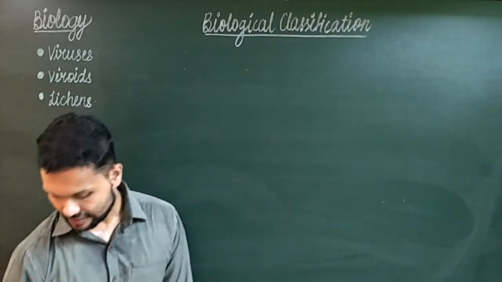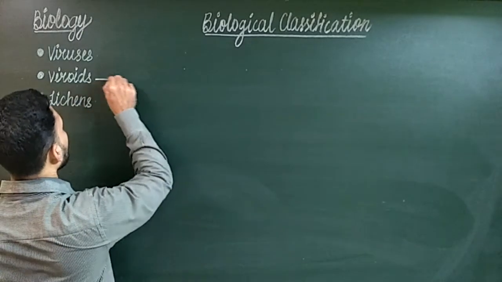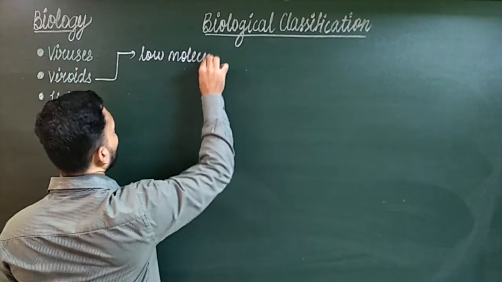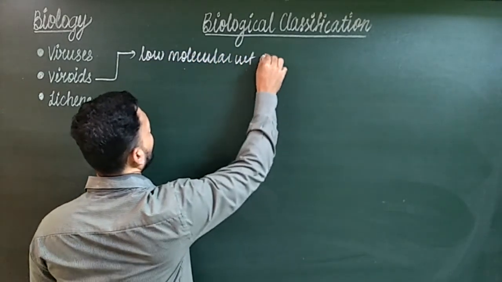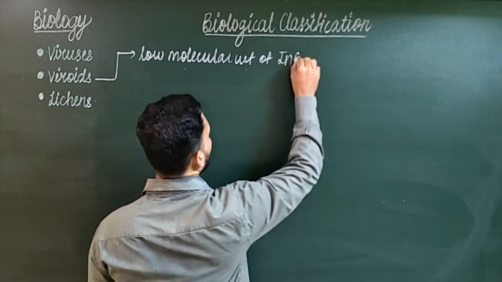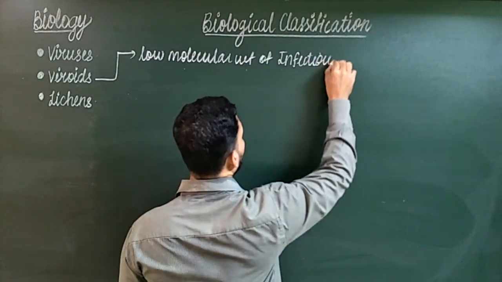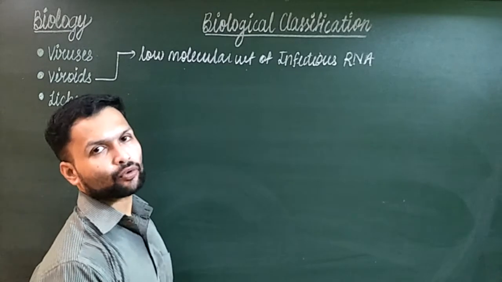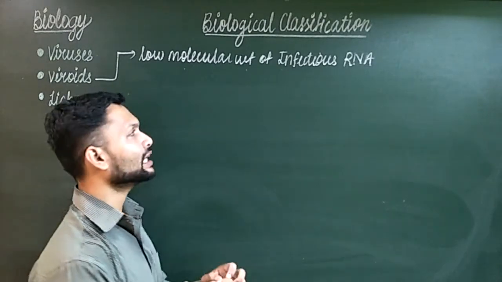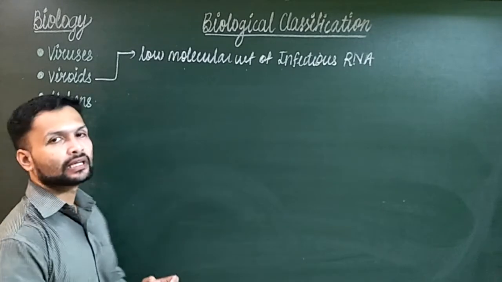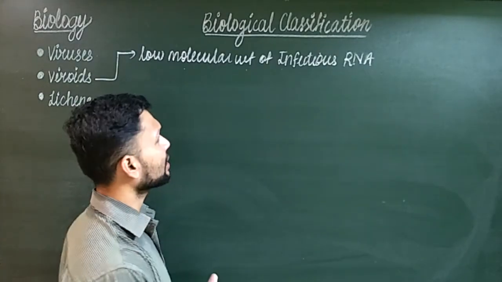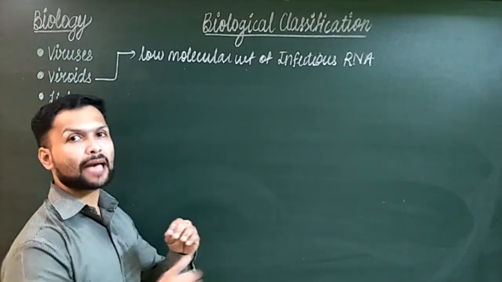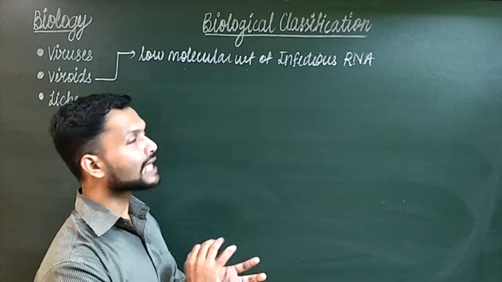Let's see viroids. So what are viroids? Again, these are nothing but low molecular weight pieces of infectious RNA. Only genetic material is present. They don't have any protein capsid covering it. So the only thing present in a viroid is low molecular weight infectious RNA. The capsid, the protein coat, is generally absent in this.